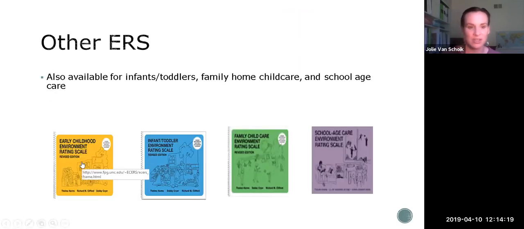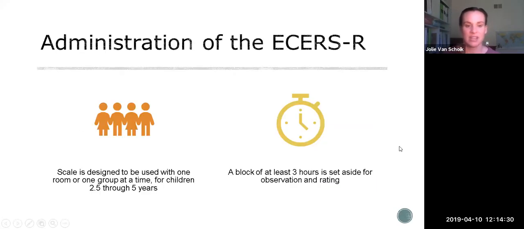It also looks like this is the early childhood, this is the infant toddler, this is the family child care, and this is the school age care. They all have different colors as well. The scale is designed to be used with one room, one group at a time, for children 2.5 through 5 years old as well. And typically you need 3 hours to set aside for observation and for rating as well.